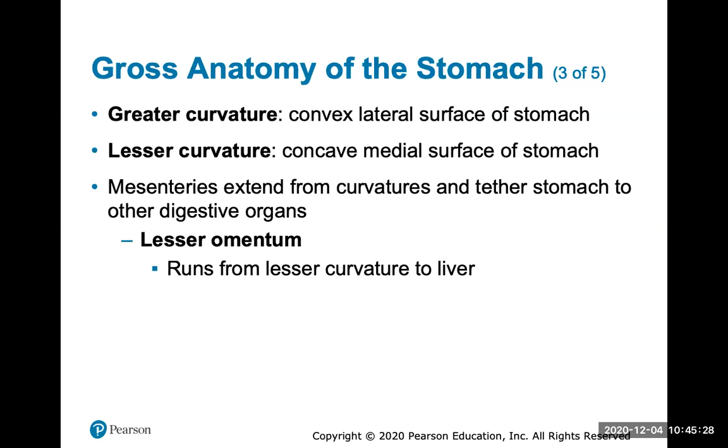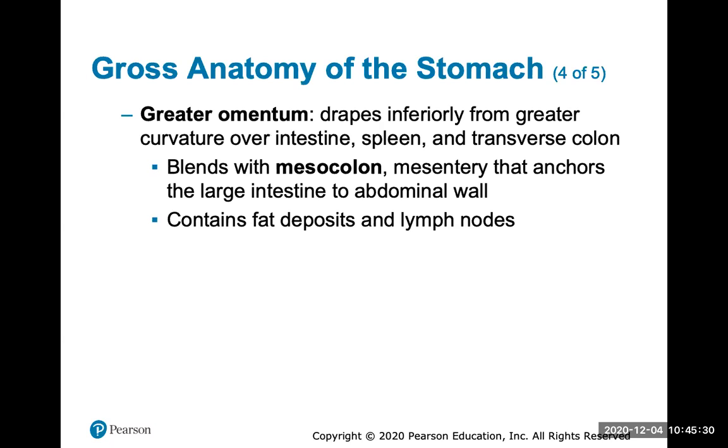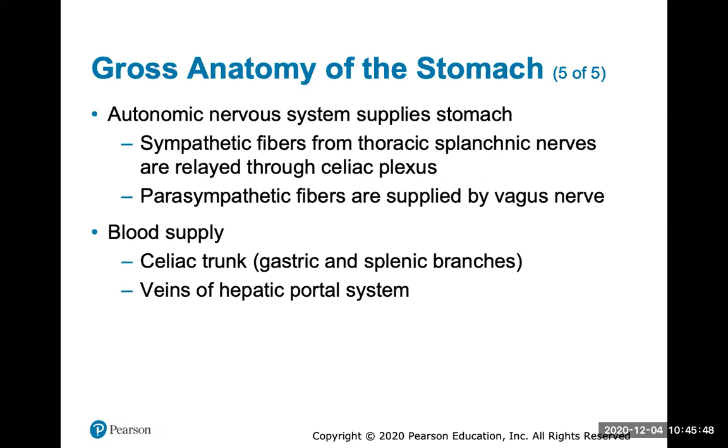Okay, so I'm going to pass over some of the anatomy. The greater omentum drapes inferiorly from the greater curvature over to the intestine. It blends with what we call the mesocolon, and it contains fat deposits and lymph nodes. We sometimes call this the apron. It anchors the large intestine to the abdominal wall, so it just keeps everything in place.